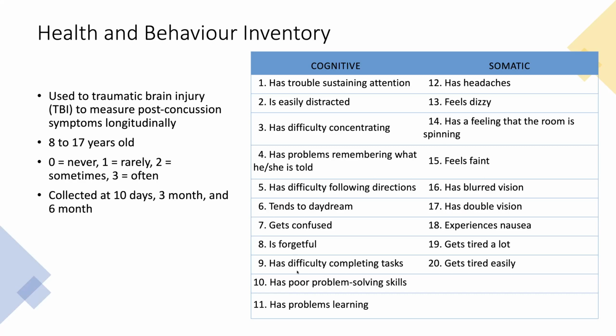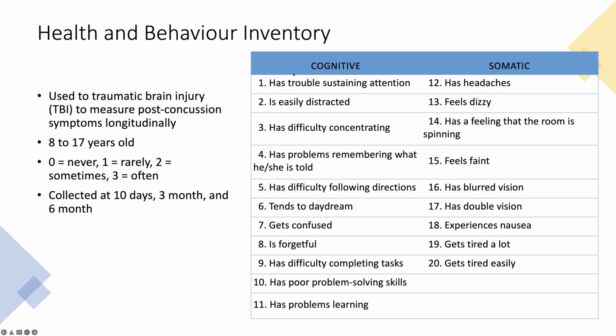Each question is based on a scale from 0 to 3. So they will be asked, for example, do you ever get confused? They'll say never, rarely, sometimes, or often. These questions were answered at 10 days, 3 months, and 6 months post-concussion, ideally. And both the child and their parent would answer these questions separately.